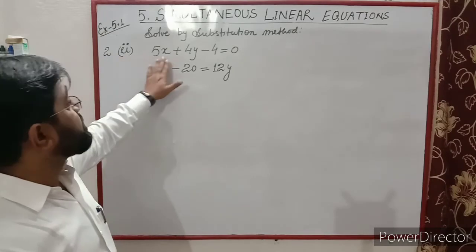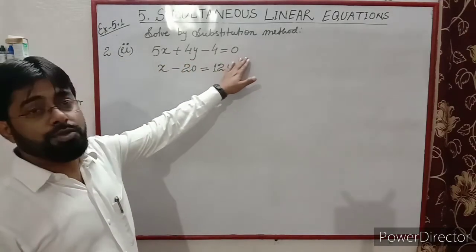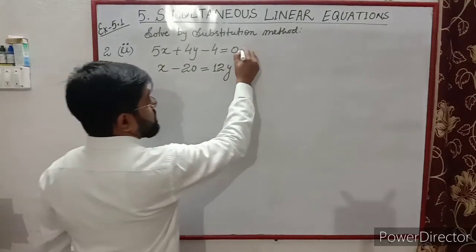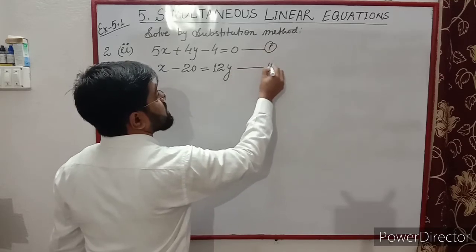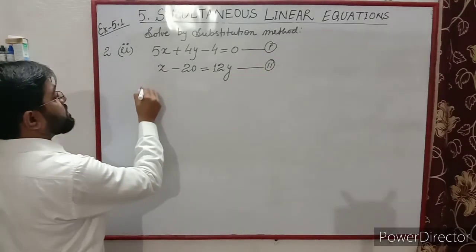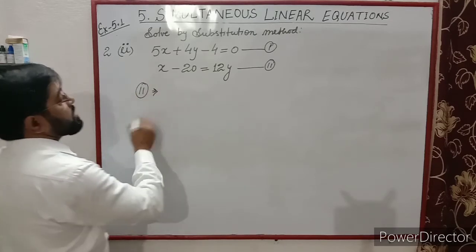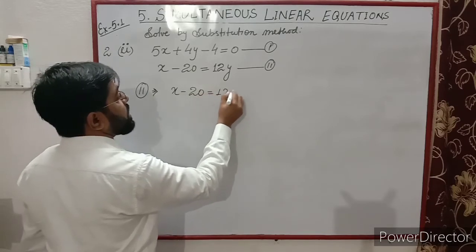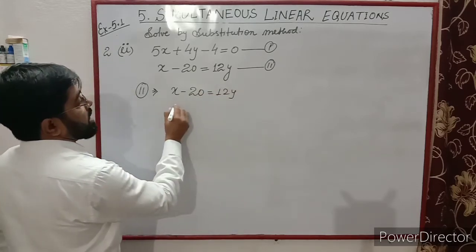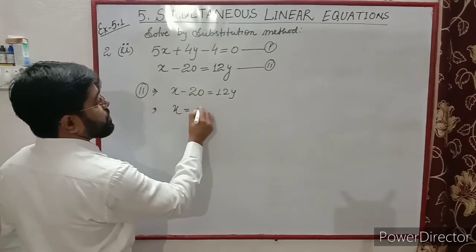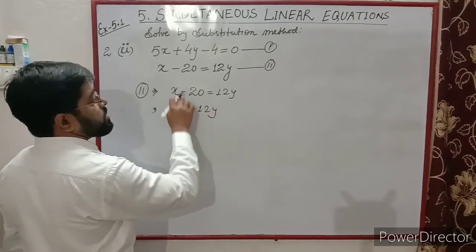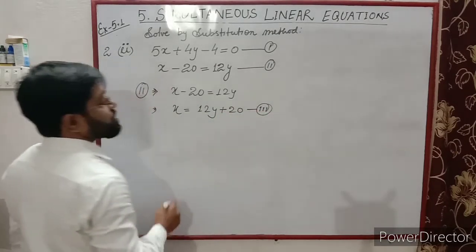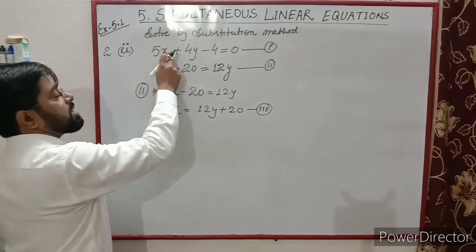Question number 2, second. 5x plus 4y minus 4 is equal to 0 and x minus 20 is equal to 12y. So first of all, we assume equation first and equation second. Now we take equation second. So x minus 20 is equal to 12y, and x is equal to 12y plus 20, go that side, it becomes plus 20. We assume equation number third. Now substitute the value of x in equation first.